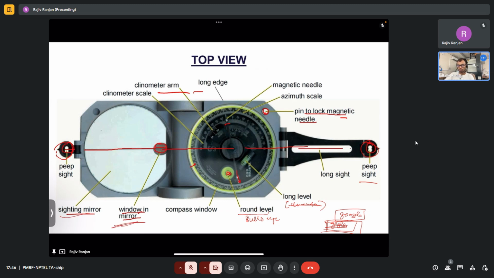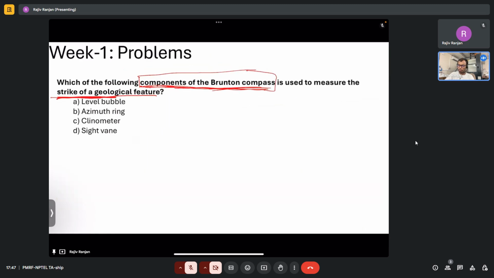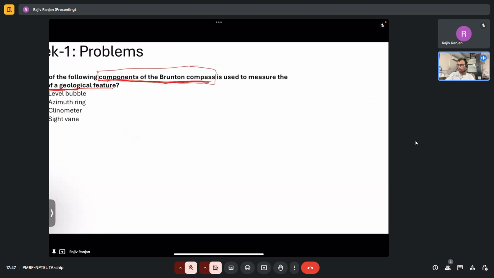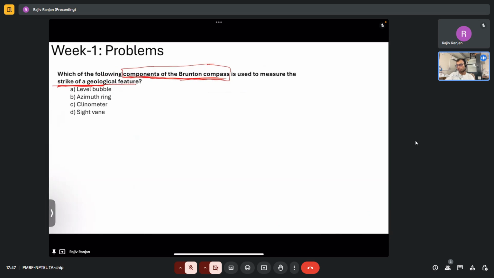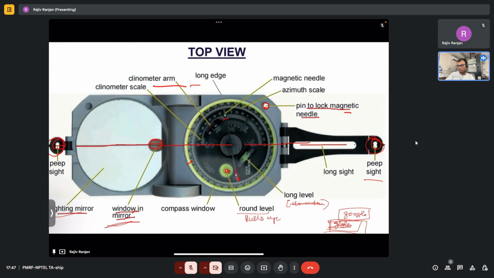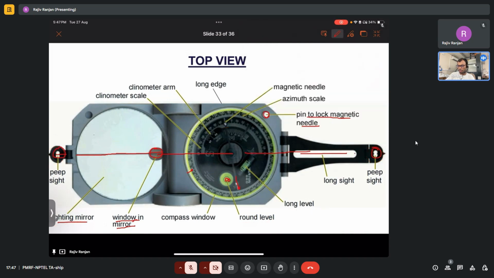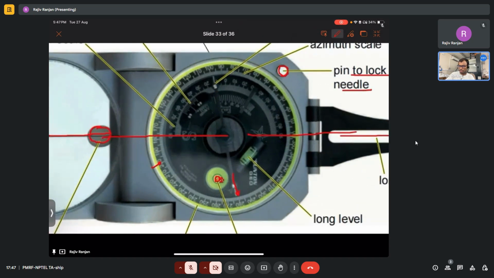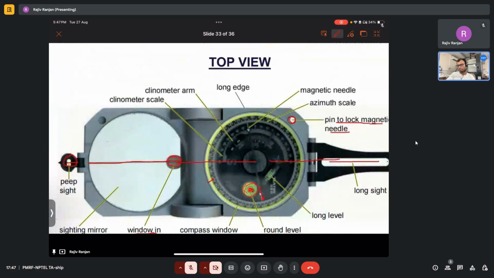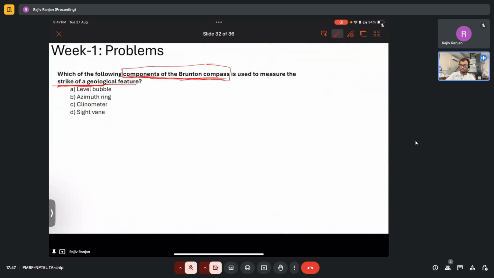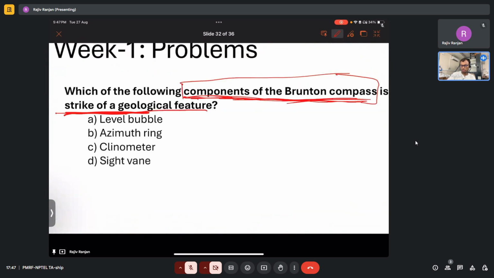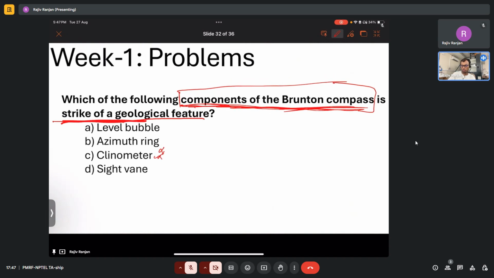So to measure strike, what we do is we try to make this bull's eye horizontal. We try to fit the bubble in the center of this bull's eye. That is how we measure. So see, clinometer is an instrument. This is not the correct option.